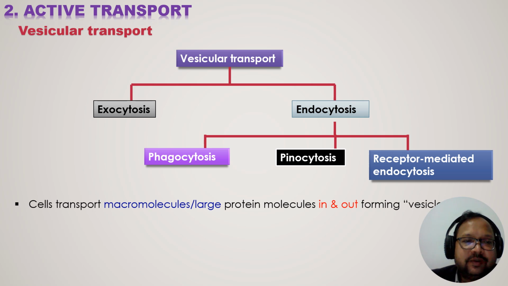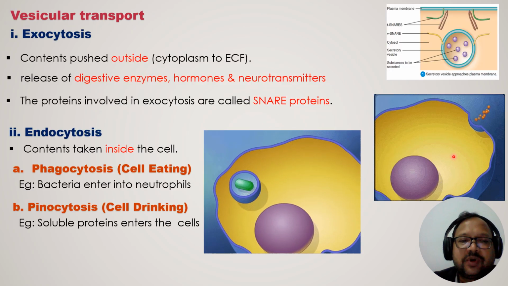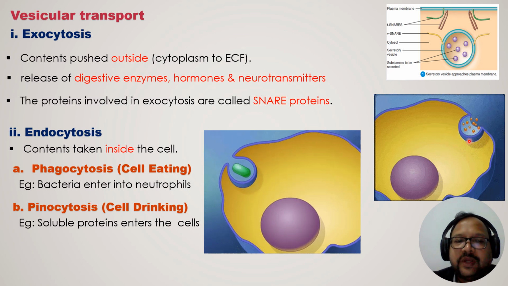Next is vesicular transport. When large molecules, like large proteins, are transported into or out of the cell, vesicular transport is required. It can be divided into two types: exocytosis and endocytosis. Exocytosis is the transport of a substance from inside to outside. Best examples are digestive enzymes, hormones, and neurotransmitters moving from inside the cell to outside.